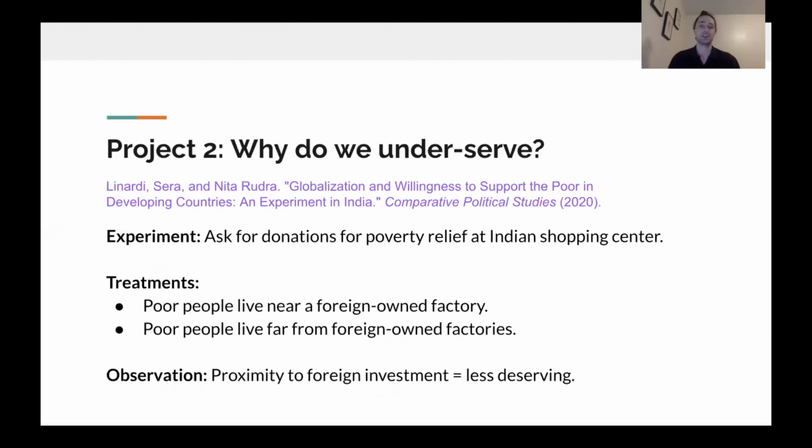So what they did is they went to a shopping center in India and asked people for donations to be given to poor people. And they told these donors about the people that they were giving money to. And they told them one of two things. Either the recipients were near a foreign-owned factory where they had an employment opportunity, or the recipients were not near such a factory. And the observation was that being near a foreign-owned factory made people less likely to give money. So somehow proximity to foreign investment makes people view poor people as less deserving. The sorts of opportunities that come from globalization affect the politics of provision. This is a really important thing to think about.